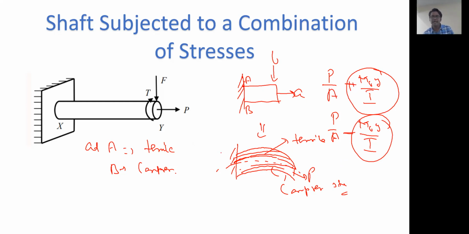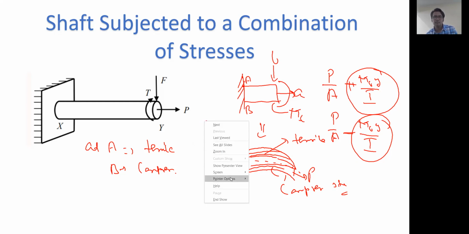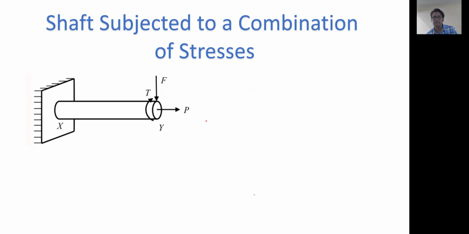Why don't we apply a torsional stress to it in the form of MT, the torsional moment? In that case, we can modify this equation as follows. Suppose we have this stress and this one. This is your P, this is your MB, and this is your MT.